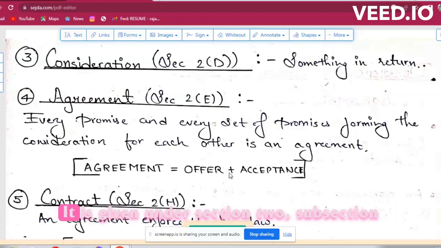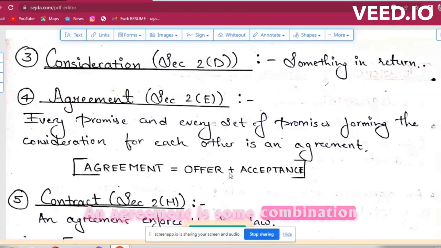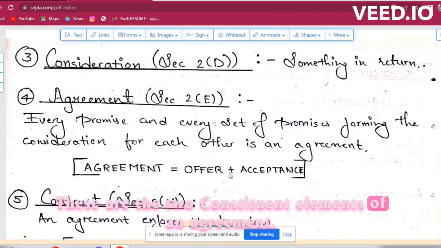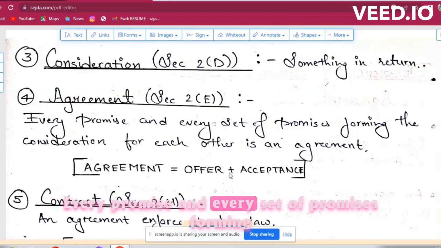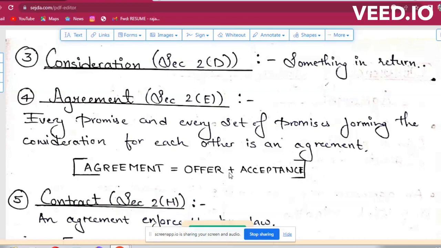Next, agreement. It is given under Section 2, subsection E of the Indian Contract Act. What is an agreement? An agreement is a combination of offer and acceptance. These are the two constituent elements of an agreement. Every promise and every set of promises forming the consideration of each other is an agreement.